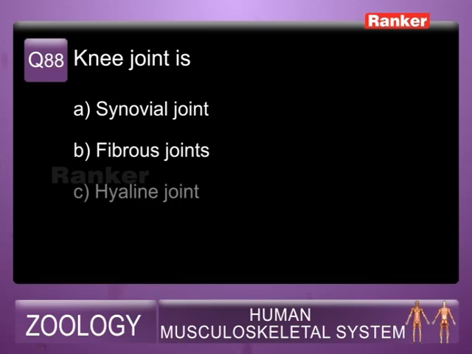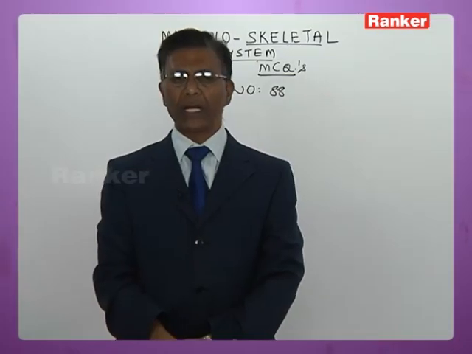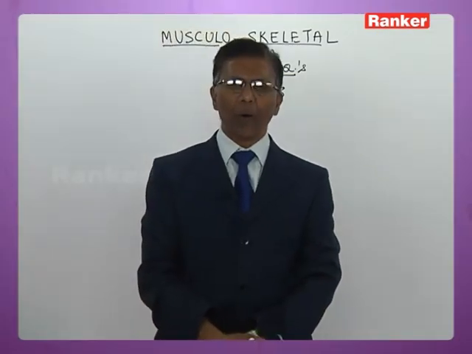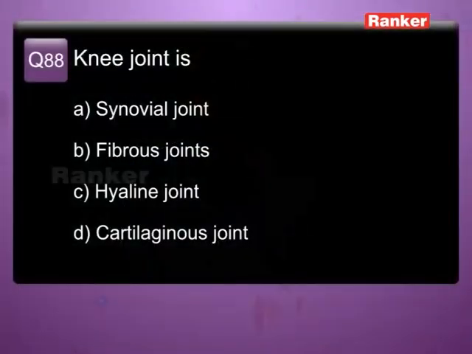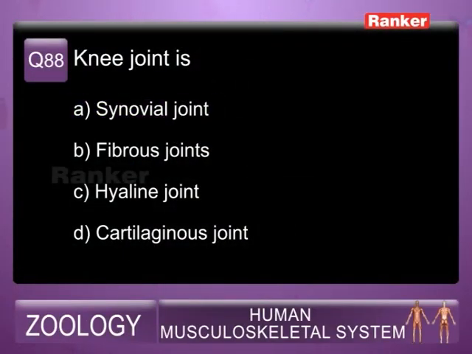88 is here. Knee joint is A. Synovial joint, B. Fibrous joint, C. Hyaline joint, D. Cartilaginous joint. The knee joint is the best example of a movable joint, or diarthrodial joint, or synovial joint. So the answer for this is synovial joint.